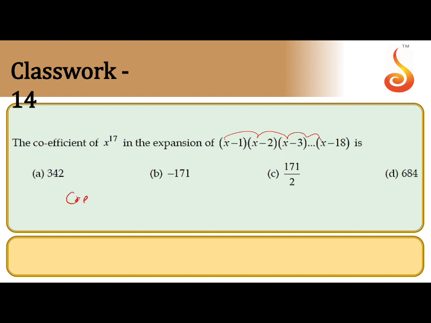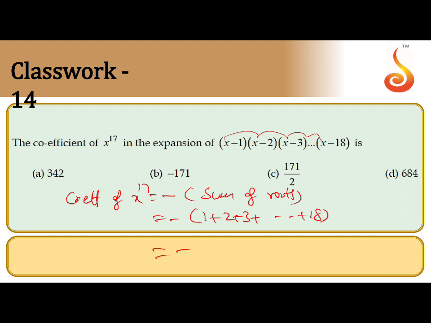Here the coefficient of the next lower degree term of the given expansion is minus the sum of the roots. What are the roots here? 1, 2, 3, 4, 5, 6 and so on. So 1 + 2 + 3 + ... + 18. The sum of n natural numbers is n(n + 1)/2. Use this formula: −18 × (18 + 1)/2, so this value is −9 × 19, which is −171.